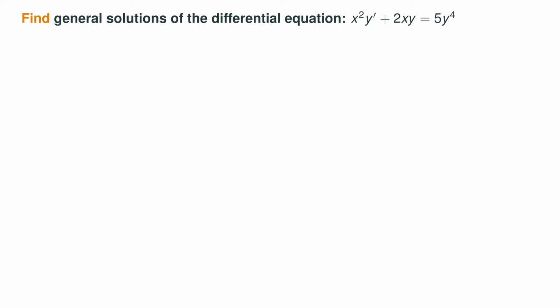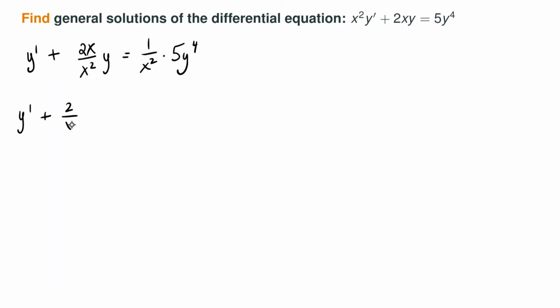The first thing we'll do with this expression is to divide both sides by x squared to simplify the term in front of the y prime. And we get y prime plus 2x over x squared, y equals 1 over x squared times 5 y to the 4th. We can simplify the left side.